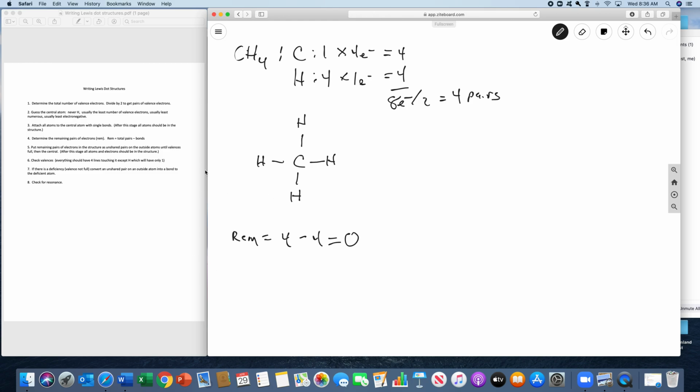We check the valences. So each hydrogen should have 1 line touching it, 1, 1, 1, 1. And the carbon should have 4 lines touching it, 1, 2, 3, 4. That means we are done. This is the Lewis dot structure of methane.